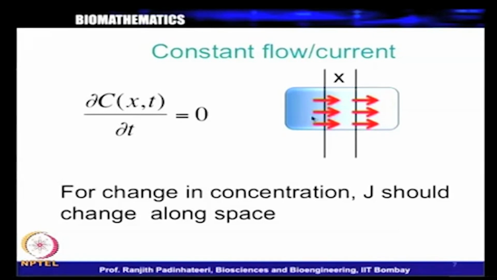In other words, if fewer things come in and more things go out, the concentration here will still change; the concentration will decrease. On the other hand, if more things come in and fewer things go out, the concentration here will increase. So, that much is clear. Now, how do we say this mathematically? How do we say that the current, the flow, should change in space?